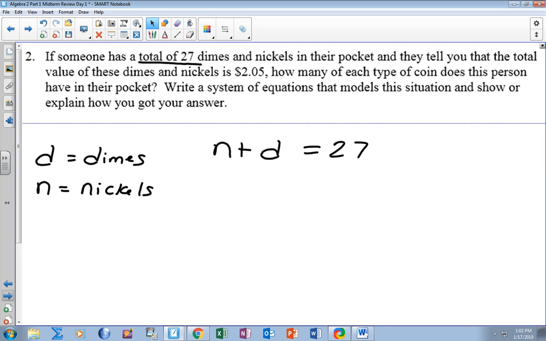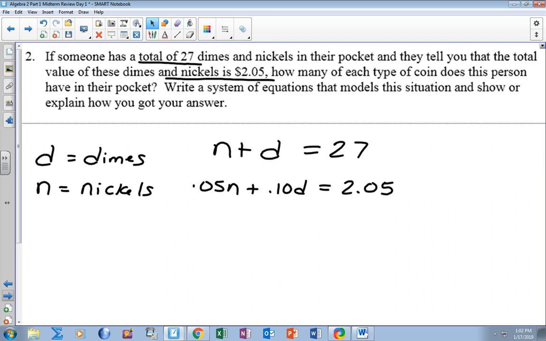The next thing they tell me in this problem is that the total amount of money they have in their pocket is $2.05. So now we want to write an equation in terms of the amount of money, right? How much is a nickel worth? 5 cents. So we would say 0.05 times N, the number of nickels I have, plus 0.10D, the number of dimes I have, that together has to equal how much? $2.05, right? So now I have a system of equations that I can solve.